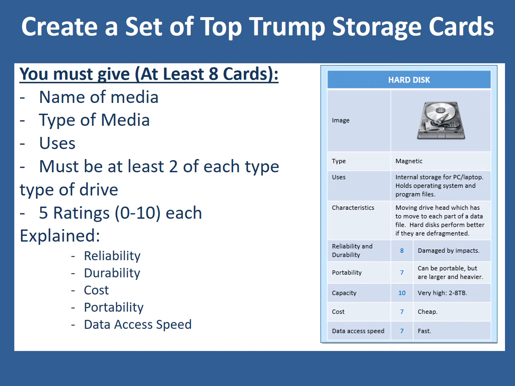You need to do a top trump card for at least two of each type of drive. So for optical, you could do CD and DVD, but there must be 2 of each. Then you must have our 5 criteria: reliability, durability, cost, portability and data access speeds, each rated out of 10 with a small explanation by the side of it.